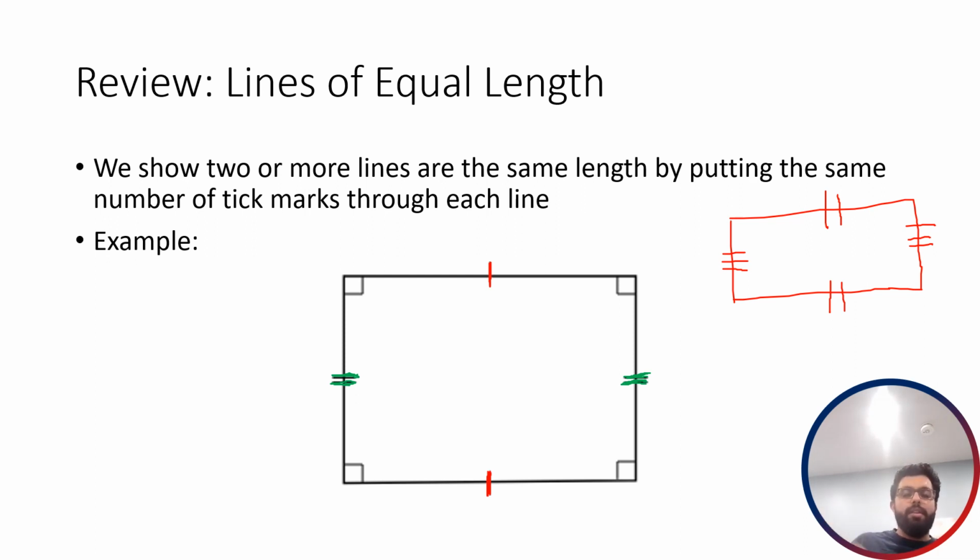I mean, 0 might be a little bit weird because maybe you're not sure then if they are the same size. So at least 1 tick mark going through the top and the bottom, but it could be 2, could be 3, could be 4, whatever works for you. I typically do just 1 and 2 instead of going to 3 if I don't have to, just to keep it easy. But anyway, that's about it for lines of equal length.